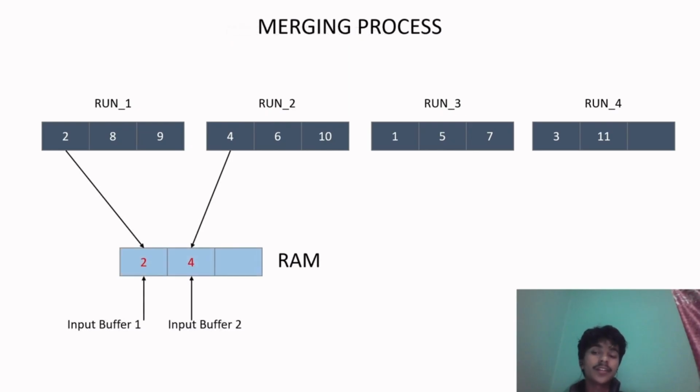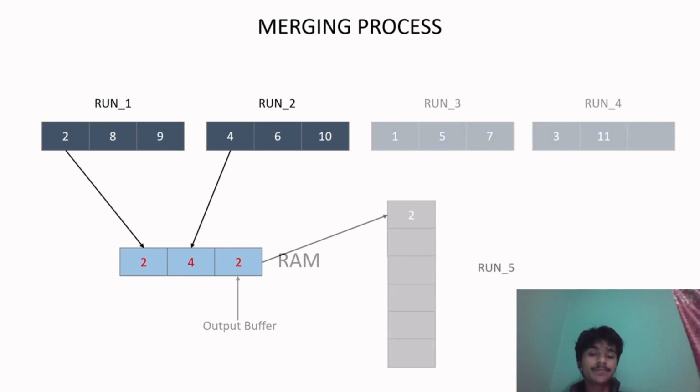We take the first two elements from each of these runs, and we put them into the input buffer of our run. And we compare between these two elements of the input buffer and write the output, which is the smallest number, into the output buffer. And the output of the output buffer is then written back to the text in a temporary file. Let's call it run5.